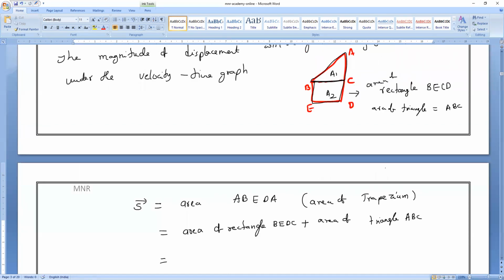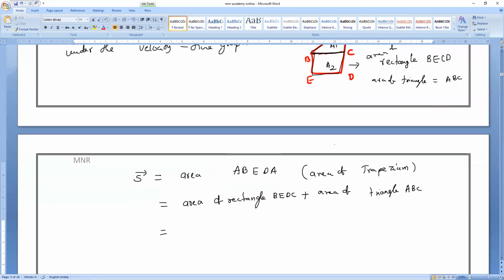So now tell me, what is the area of a rectangle formula? We all know it. Length into breadth. The area of a triangle formula is half into base into height. Half into base into height, where length means ED and breadth means DC. Is it right or wrong? All of you?